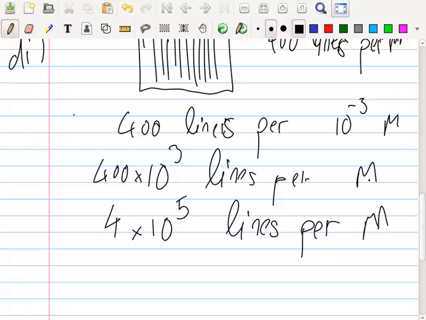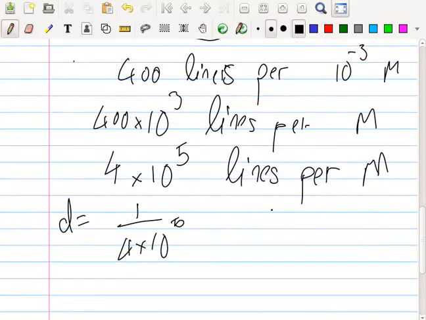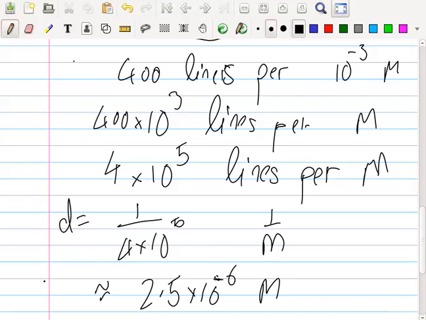Yeah, just invert it. So that means it's 1 over 4 times 10 to the 5, and the unit is per meter. That's the distance between each individual line. So that's exactly 2.5 times 10 to the minus 6 meters. Sorry, what did I write? Oh yeah, sorry. This is per meter, so this is 1 over meter. So of course this must be meter.